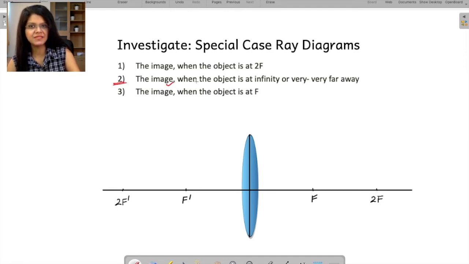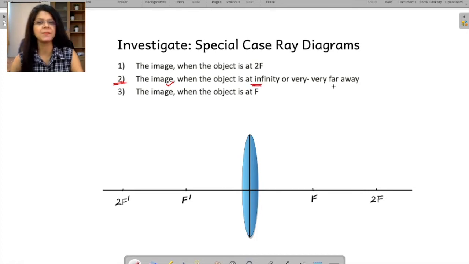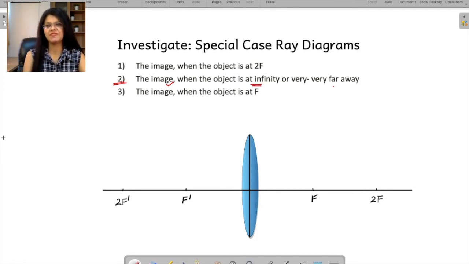Find the image when the object is at infinity or very far away. When the object is very far away or at infinity, say the object does not fit here on the screen because it is very far away. Say like the sun, which is very far away, or clouds, something very distant.